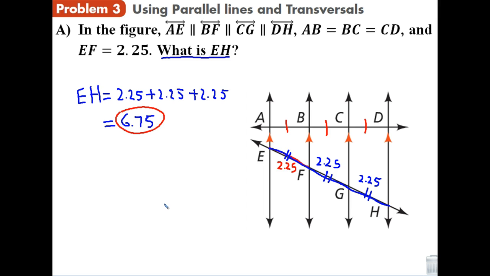All right, again, part B is the same idea. Hit pause, work through that solution, and then hit play to check your answer.